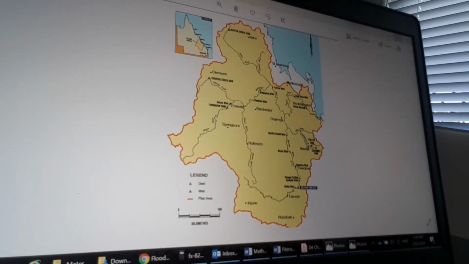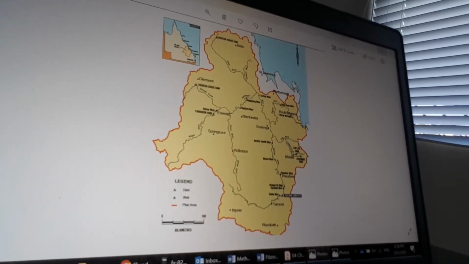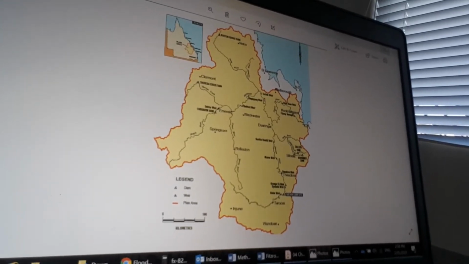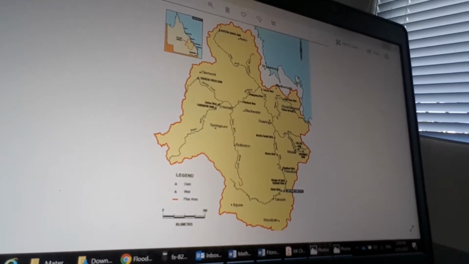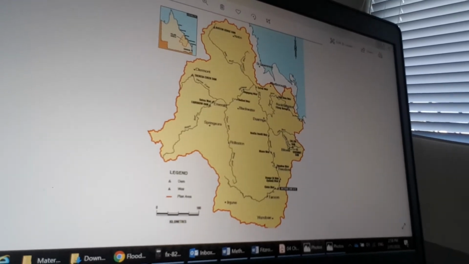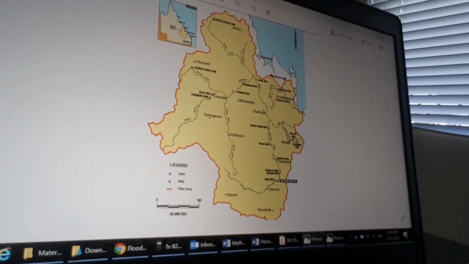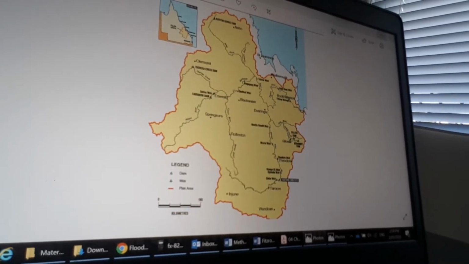Hello Year 9s. Today we're going to do modelling using linear equations. There's all sorts of examples in the text, but I've decided to do something a little bit different. This here is the Fitzroy River system. It is the largest catchment that goes to the eastern seaboard of Australia.